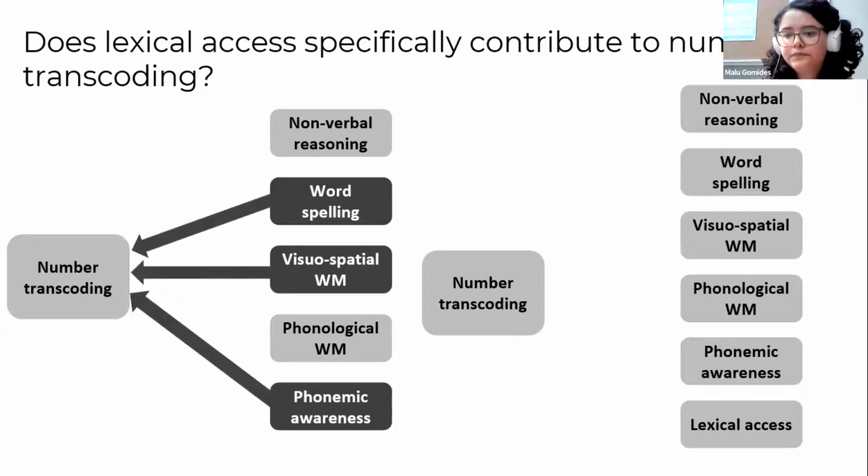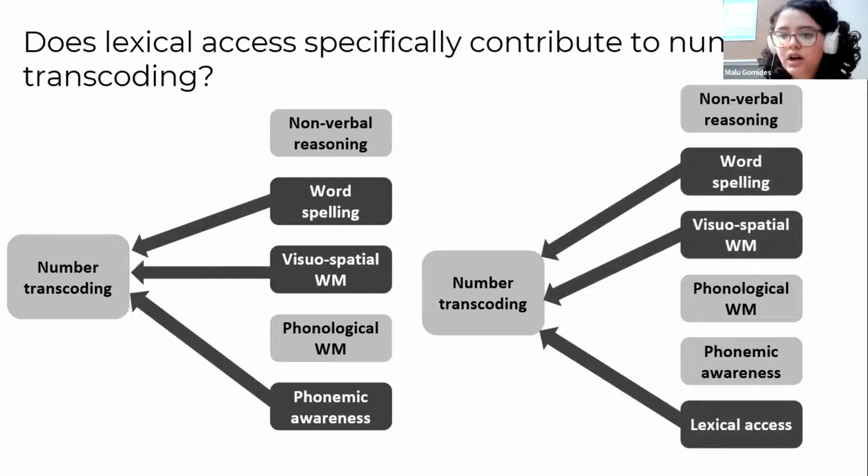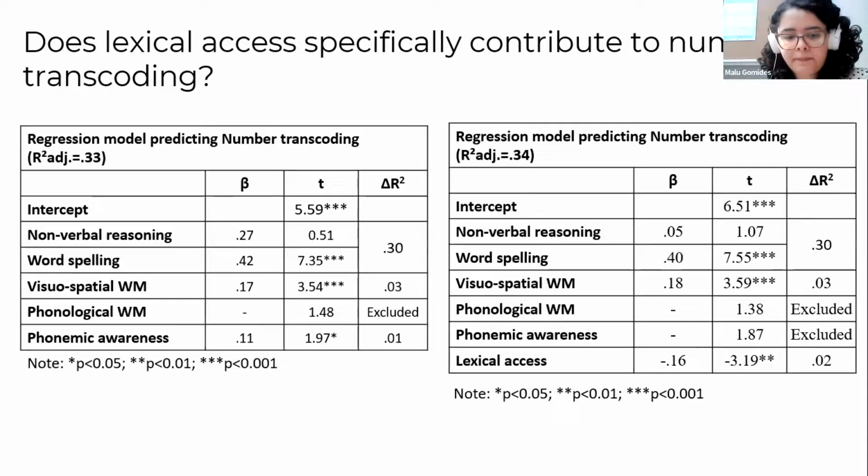In a second model, we included the lexical access, and the results showed that the inclusion of the lexical access leads to the exclusion of phonemic awareness. Further mediation analysis showed that, in fact, lexical access mediates the contribution of phonemic awareness to number transcoding. Here are just the regression models.